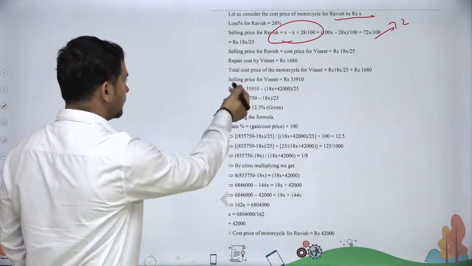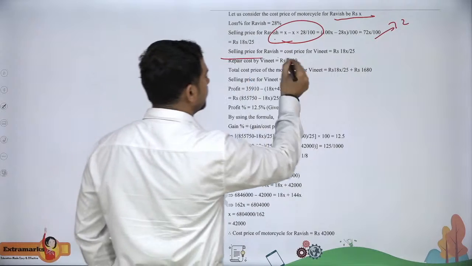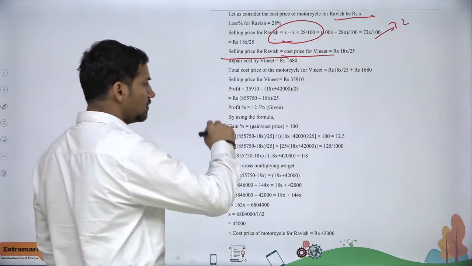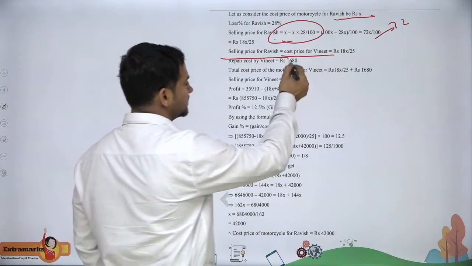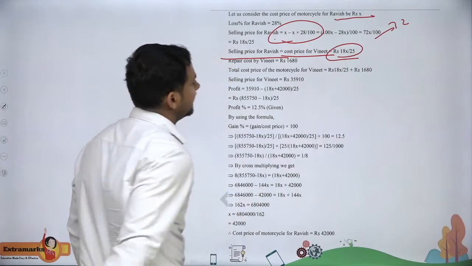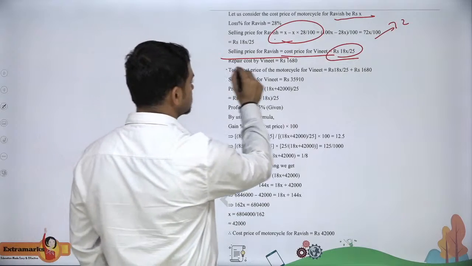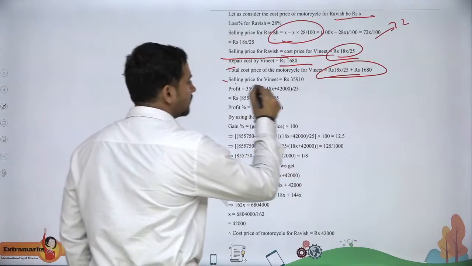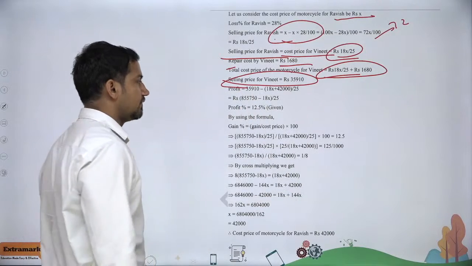After that, the selling price of Ravi is equal to the cost price of Vinith, because one is selling, the other is purchasing. So that's why it is equal to 18x by 25. The repairing cost is 1680, so we have to add it to this. Then what is the selling price of Vinith? The selling price of Vinith is 35910.